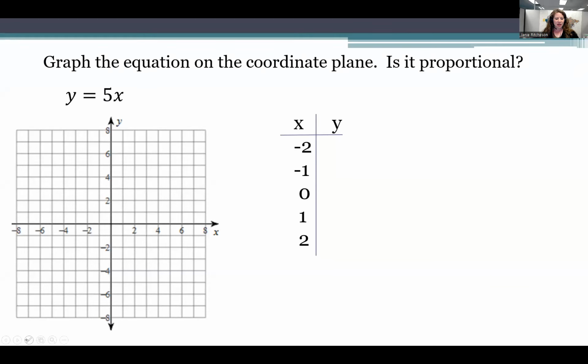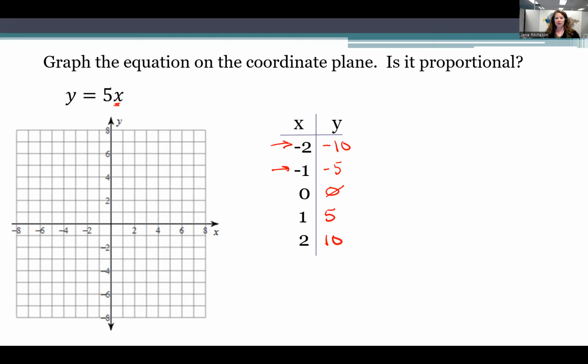All right, so let's finish up our last videoed lesson. The question is, is this proportional? In order to graph this equation on a coordinate plane, we can plug in some values for x and see what the value of y is. So if x is -2, 5 times -2 is -10. What if x were -1? 5 times -1 is -5. What if x were 0? 5 times 0 is 0. What if x were 1? 5 times 1 is 5. And if x were 2, y would be 10.